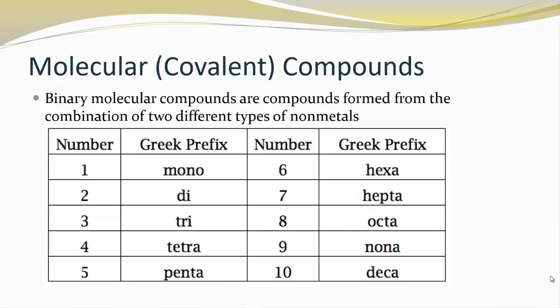To name covalent compounds, which are called molecular compounds, all you need to do is know these prefixes. 1 through 10. Mono, 1. Di, 2. Tri, 3. Tetra, 4. Which, by the way, the game Tetris is named after that because all the blocks in Tetris have 4 pieces. If you don't believe me, check it out.